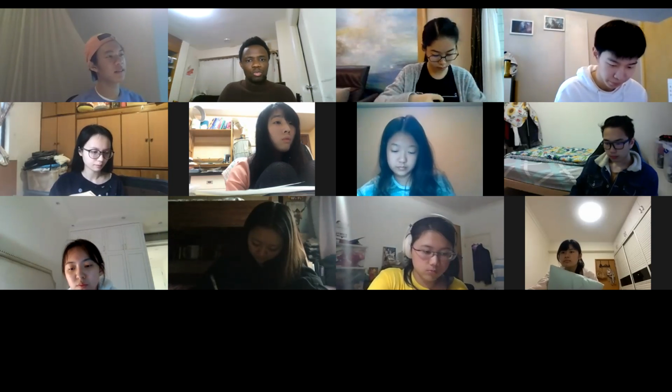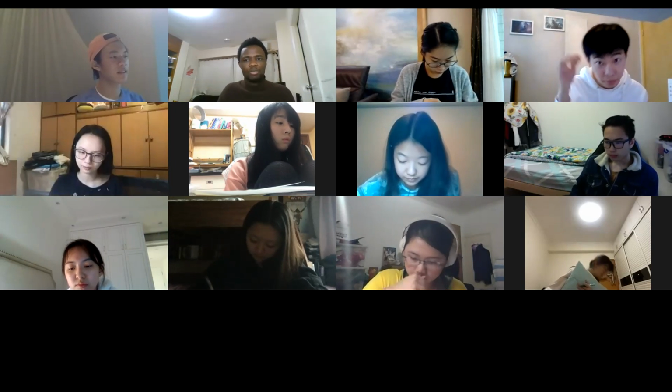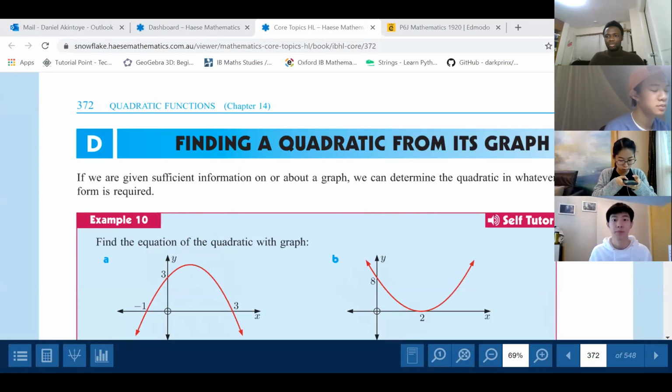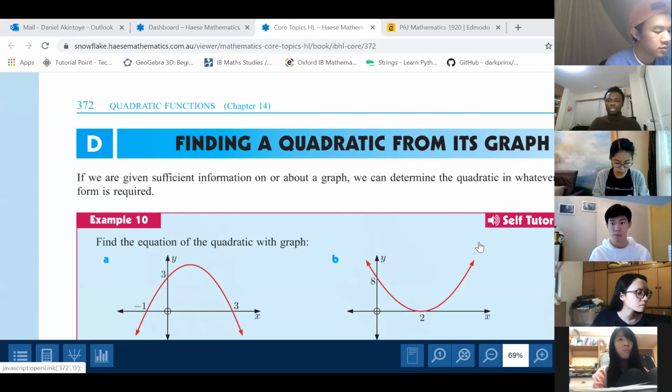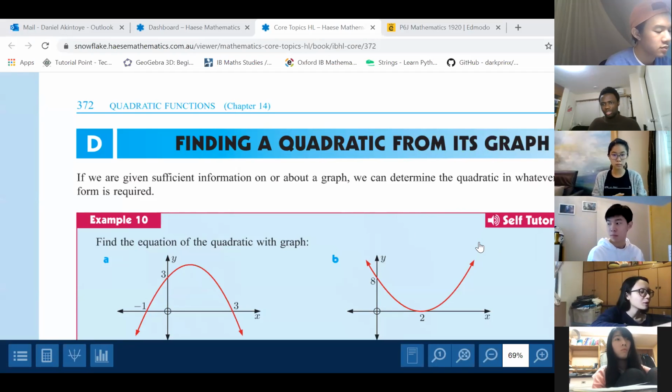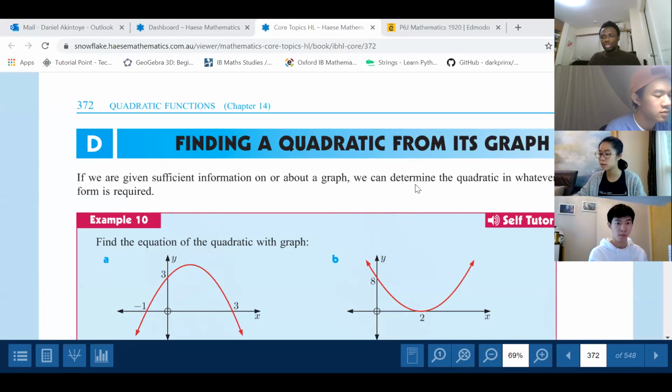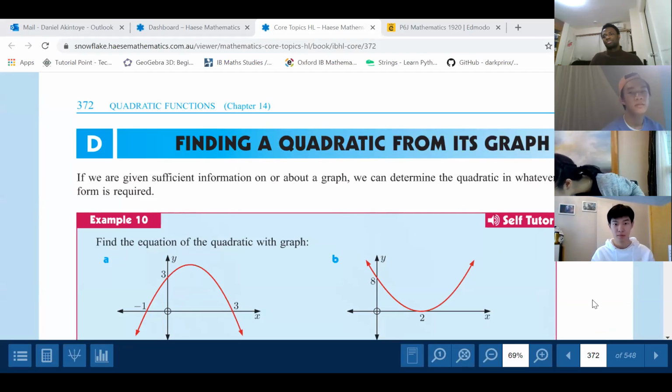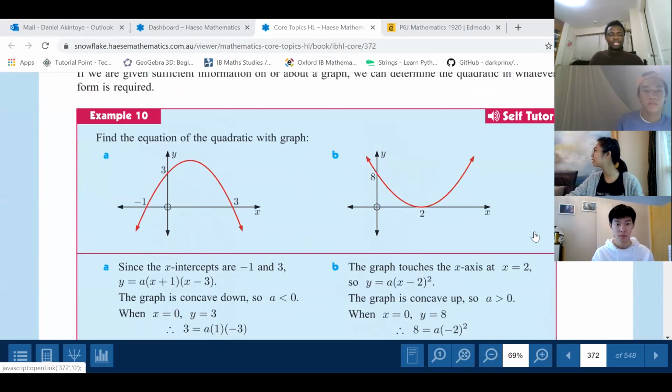Okay, so let's move on quickly to the last part that I want us to do today. Here we want to find the quadratic. We've been using the equation to get the sketch, right? We've done that. Now we want to use the sketch that is given to get the equation. So look at these two examples.